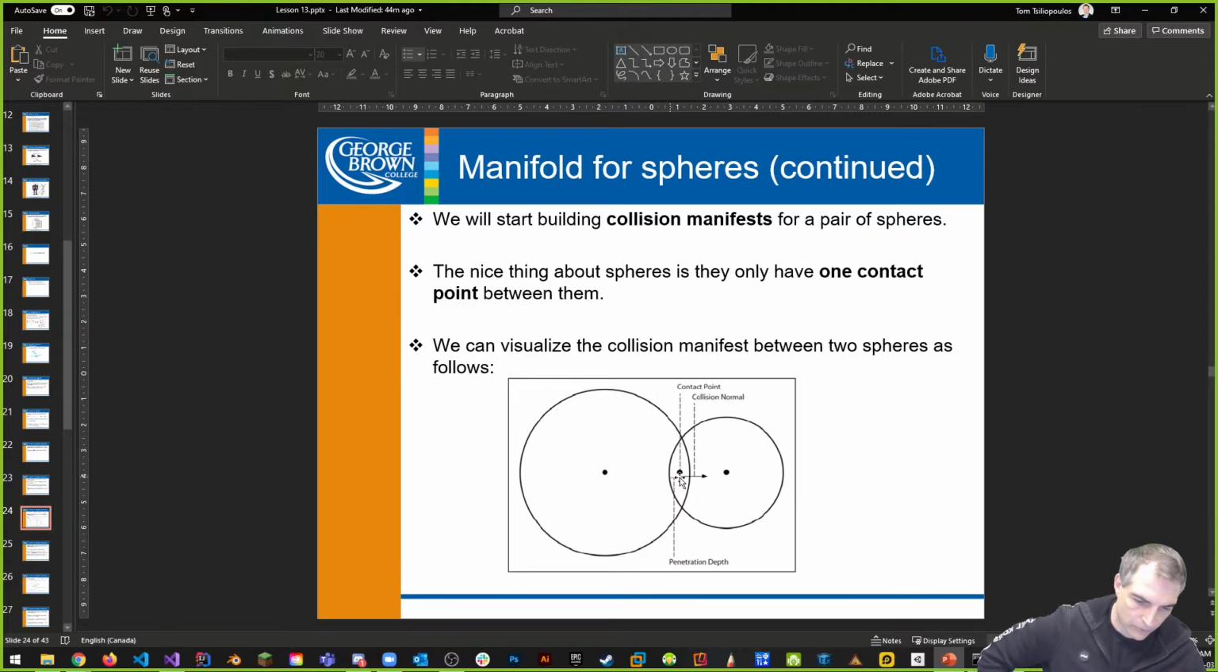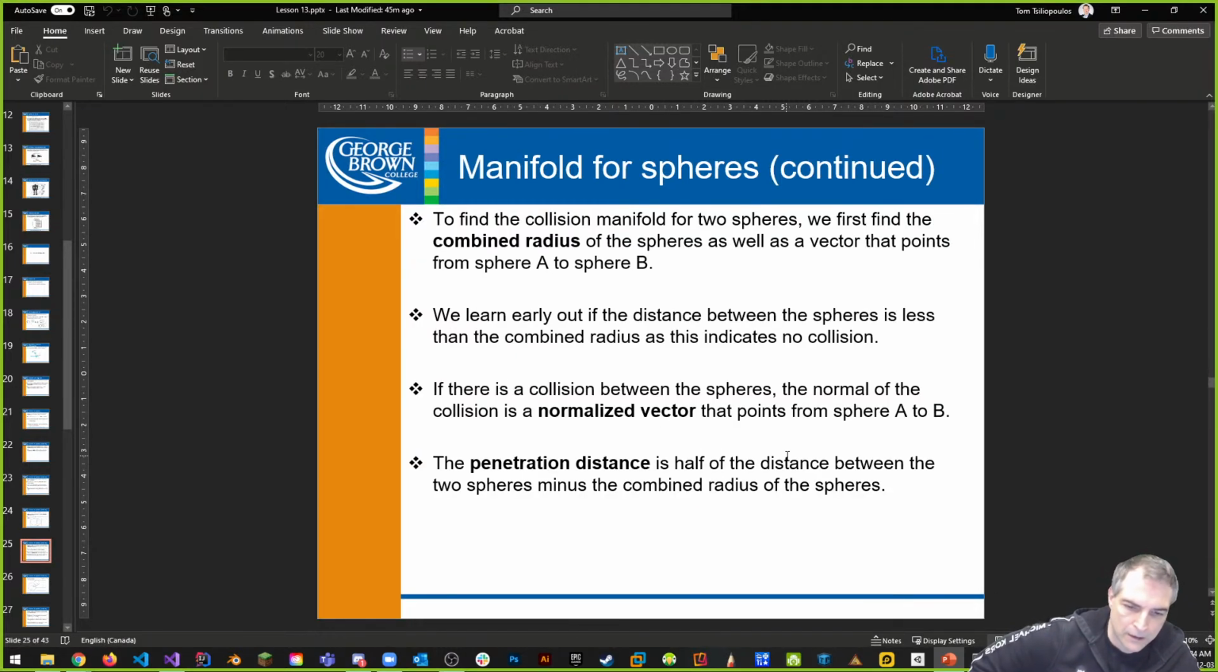And again, the collision normal is something we want to track. I want to know the collision, and how do we find the collision normal is the other thing we want to think about. So we want to find the combined radius. The first thing we want to do is find the combined radius of the spheres, as well as a vector that points from sphere A to sphere B. And this should normally be normalized. Why? Because we don't need the vector to have a full magnitude between A and B, but rather it's just pointing from A to B.